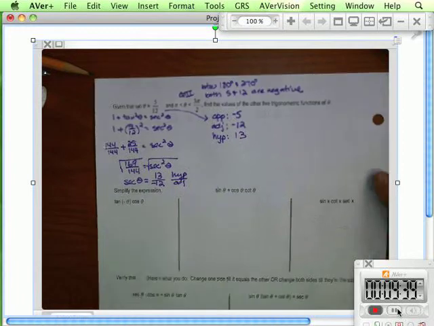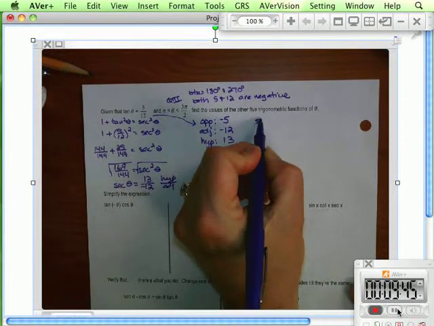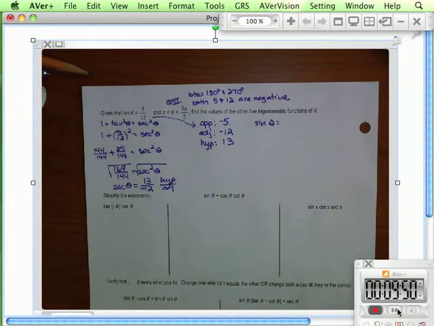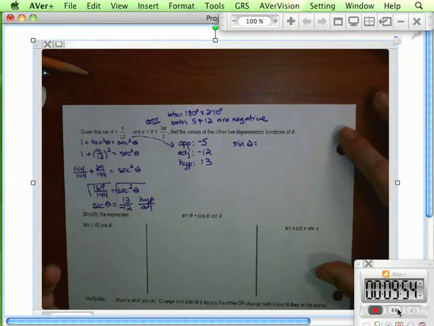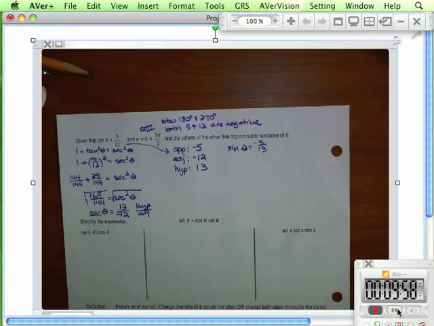Now I can fill in all of my trig functions real easily. So the sine of theta is equal to, what's sine equal to? Opposite over hypotenuse, correct? So it's negative 5 over 13. I can tell you why the Pythagorean theorem probably won't always work, because you're not always going to get these easy numbers to work with. But anyway, that's all right.